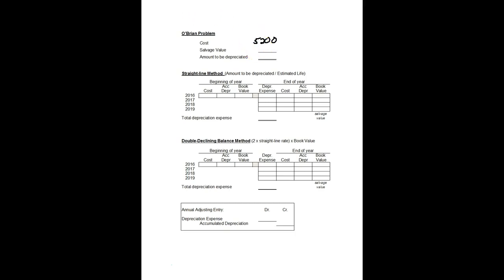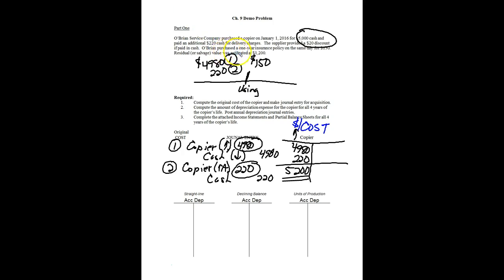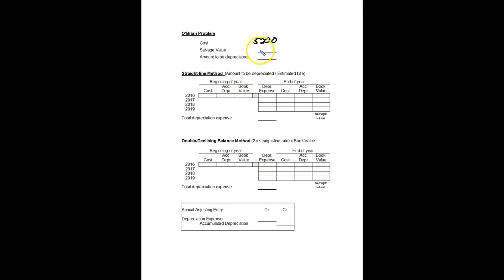So we're going to estimate what sort of residual value we will actually have. And in the narrative, it tells us there's a residual value of $1,200. So salvage value or residual value is $1,200. So the actual cost we expect to consume or actually use is $4,000.